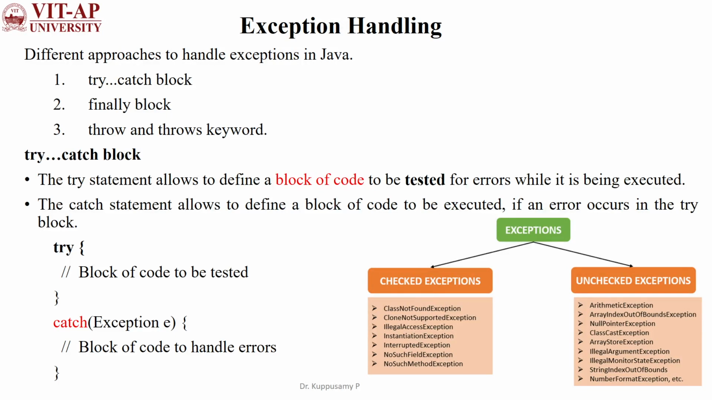Hi everyone, here we will discuss the handling of exceptions in Java programming. The exceptions are categorized into checked exceptions and unchecked exceptions. Here the parent class is the exception and child classes are checked exceptions. These are all child classes from the checked exceptions, child classes from the unchecked exceptions.